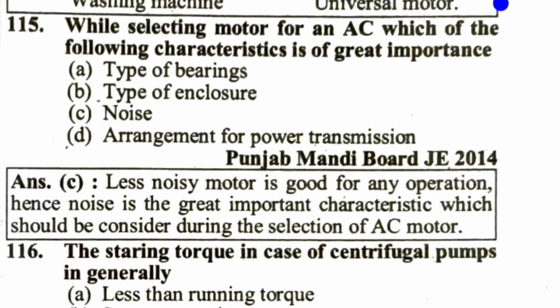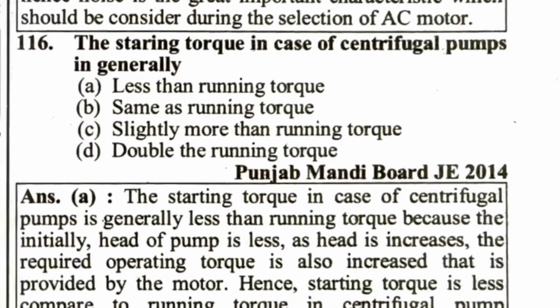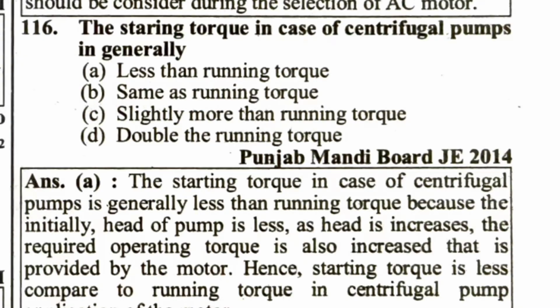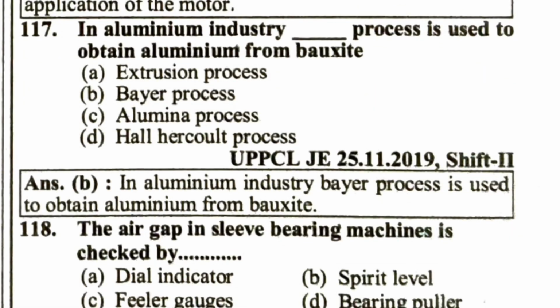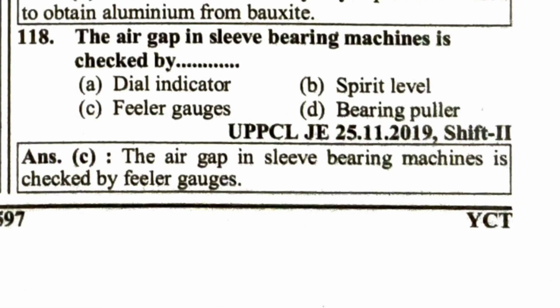While selecting a motor for AC, which of the following characteristics is of great importance? Noise. The starting torque in case of a centrifugal pump is generally less than running torque. In the aluminium industry, the Bayer process is used to obtain aluminium from bauxite. Air gap in a sleeve bearing machine is checked by feeler gauge.